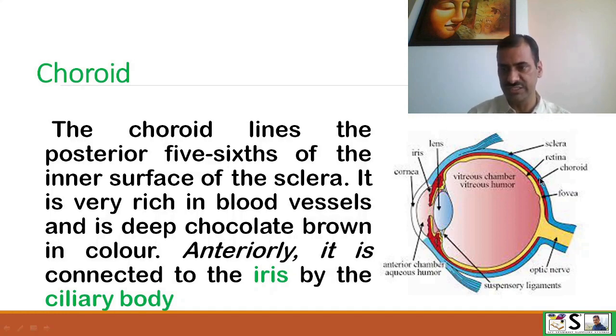So here we can understand it. This is the sclera and this is choroid. Okay, so it is chocolatey brown, dark brown in color. Okay, here it is also. So this is the choroid. It is very rich in blood vessels and is deep chocolate brown in color. Anteriorly it is connected to the iris by ciliary body. So here it is iris, it is ciliary body and it is choroid. In this way they are connected to each other.